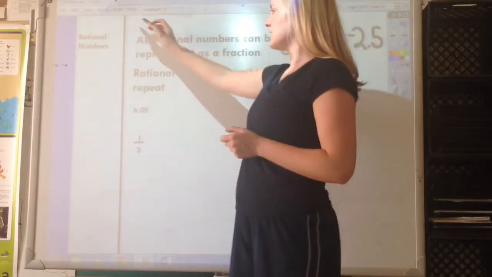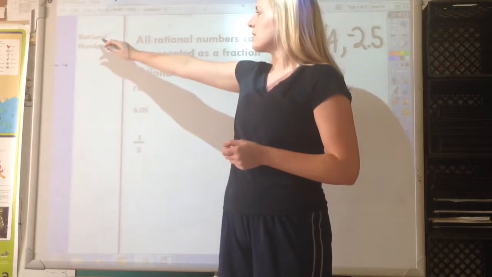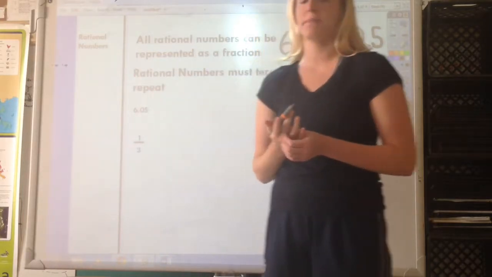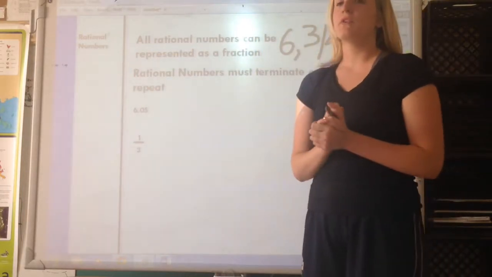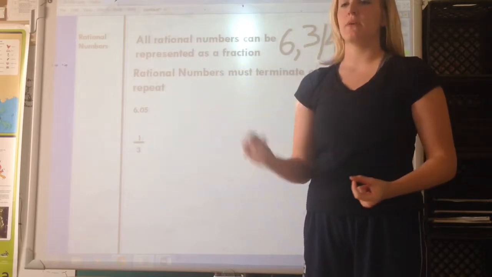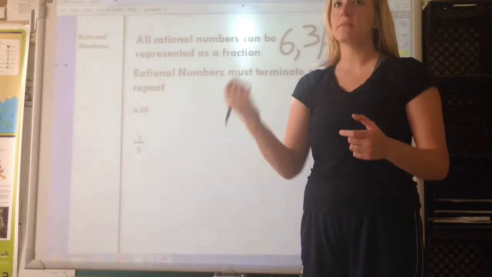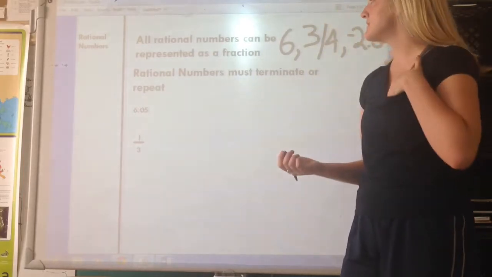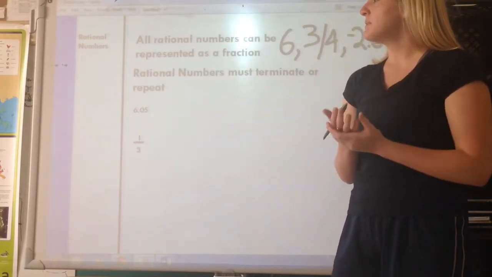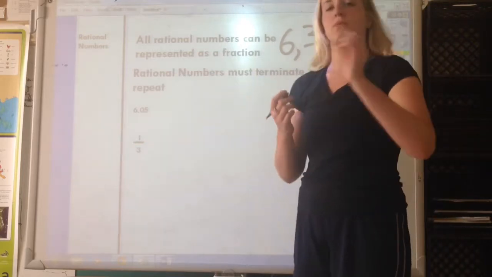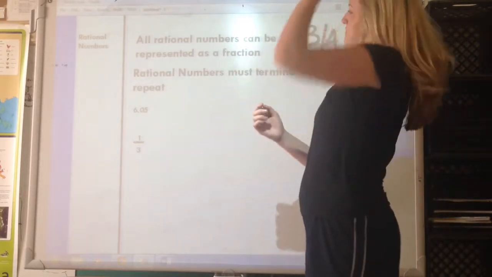On your notes page on the left-hand side, go ahead and draw your line and write rational numbers in the top left-hand corner. In life, you're going to meet people who are rational and irrational. In other words, you're going to meet people that make a lot of sense and people that might be a little confusing. Numbers are the same way. So our job today is to be able to recognize rational and irrational numbers.